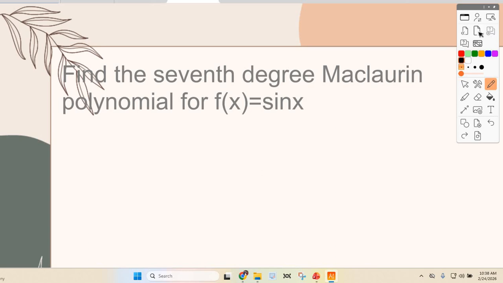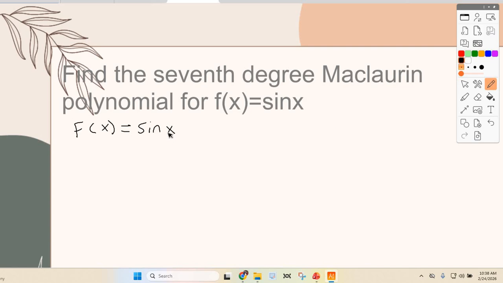We're centered at 0, because it tells us that we are doing a Maclaurin series. So what do we start with? Sine of x. Yeah, so it's my f. So f of x equals sine of x.